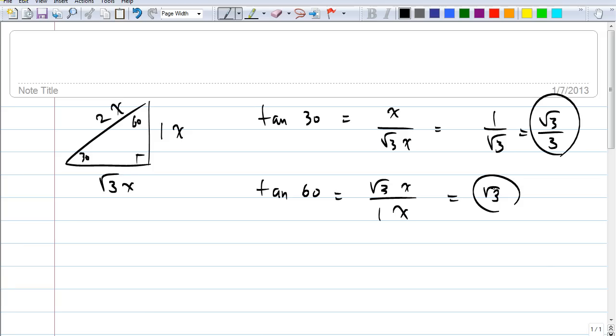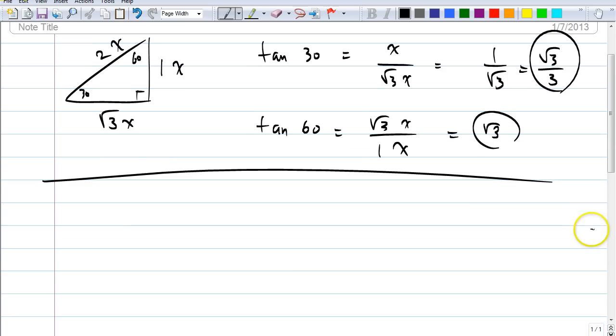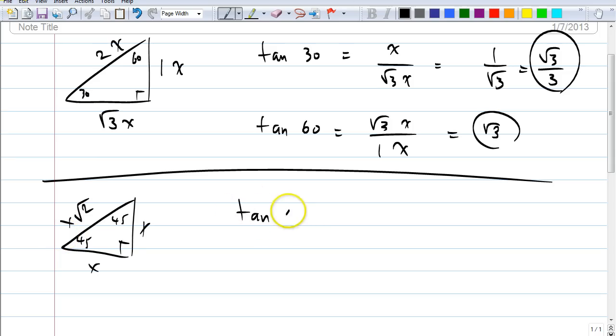Is that nice? We also know another triangle, right? 45, 45, 90. So here it's x, x, rad 2 x, right? So what is going to be the tangent of 45 degrees?